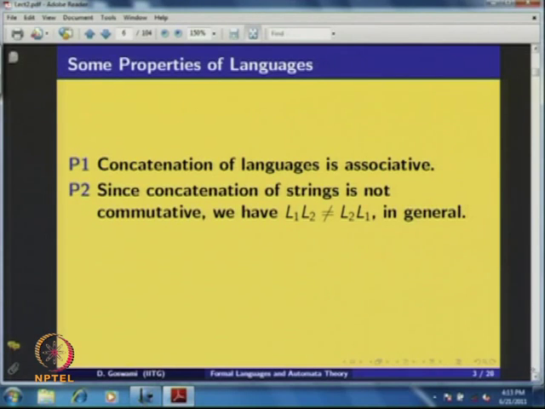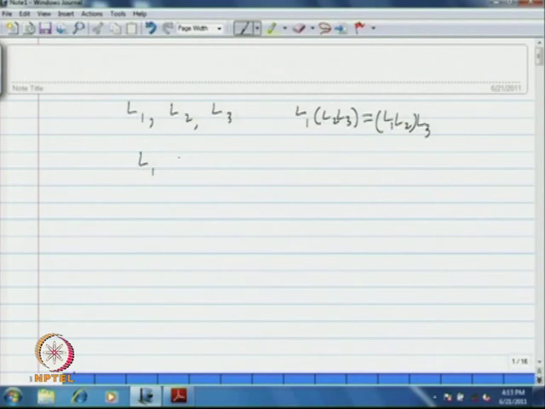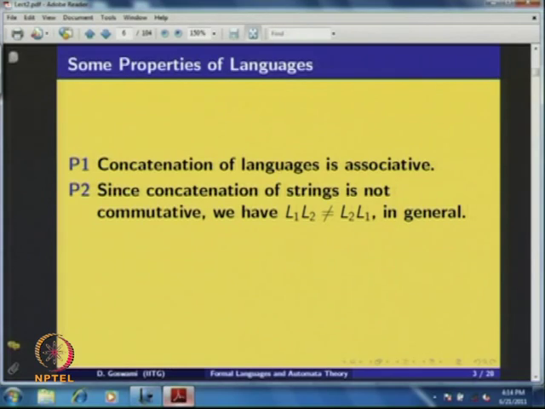Now, we know that concatenation of strings is not commutative in general. That is why concatenation of languages is also not commutative. That means, for two languages L1 and L2, we cannot say that L1 concatenation L2 is equal to L2 concatenation L1. They are not identical. Because in general, we know that if x and y are two strings, then x concatenation y is not identical to y concatenation x. They are not identical. And hence, L1 concatenation L2 is not equivalent to L2 concatenation L1.